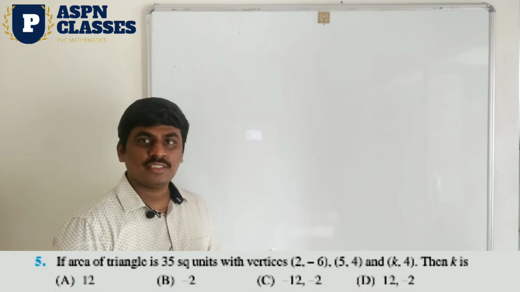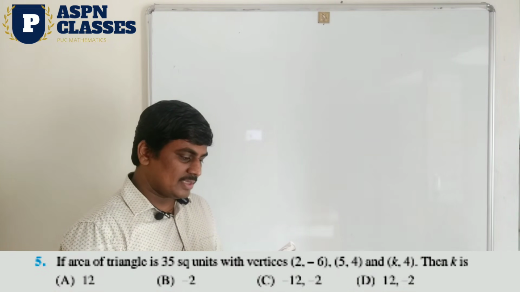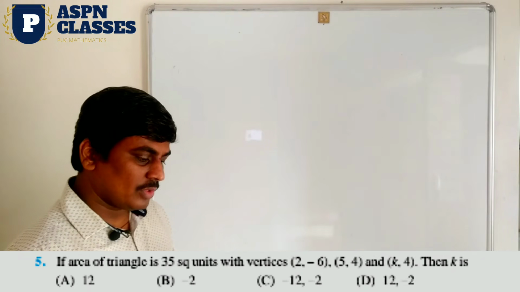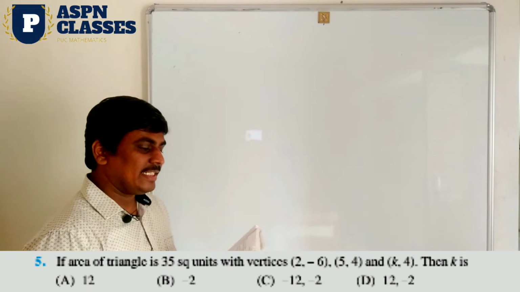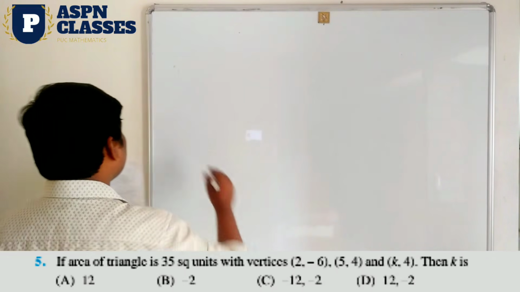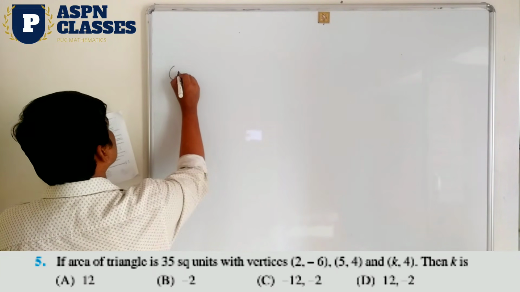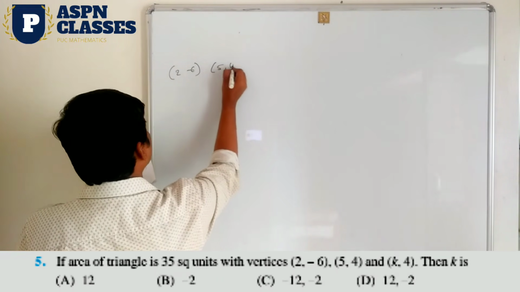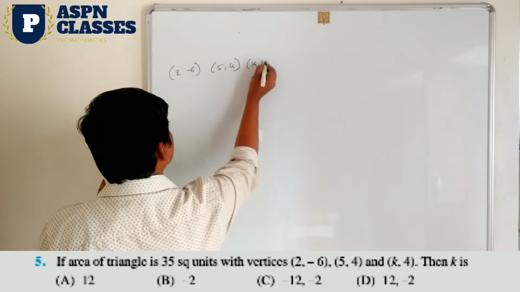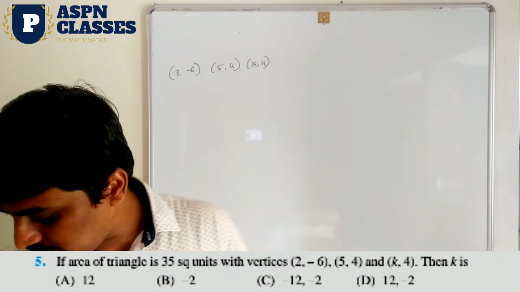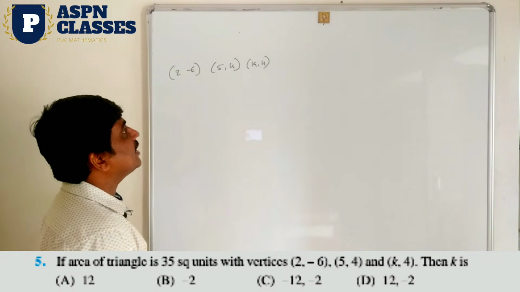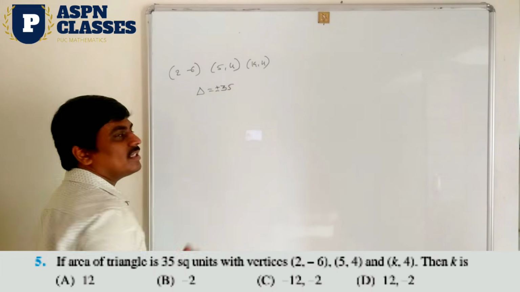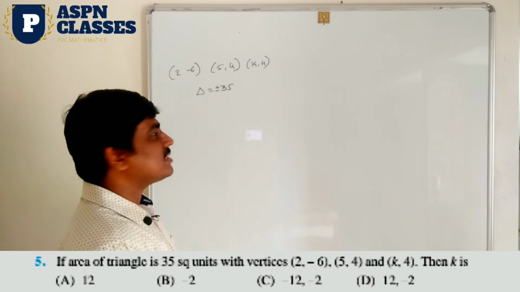Question number 5, observe it here. If the area of the triangle is 35 square units with vertices 2 comma minus 6, 5 comma 4 and k comma 4, then k is? So what are the vertices given here? 2 comma minus 6, 5 comma 4, k comma 4. Now you have to find out the k value, and already given delta is equals to 35. So delta is equals to 35 means the area is plus or minus 35.